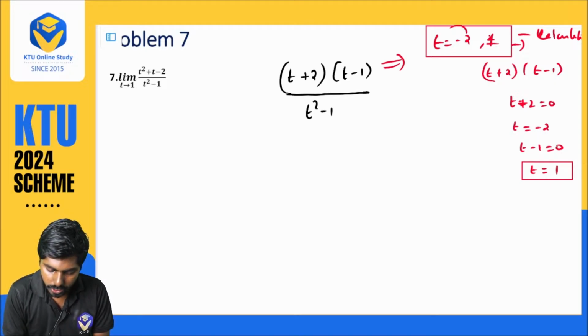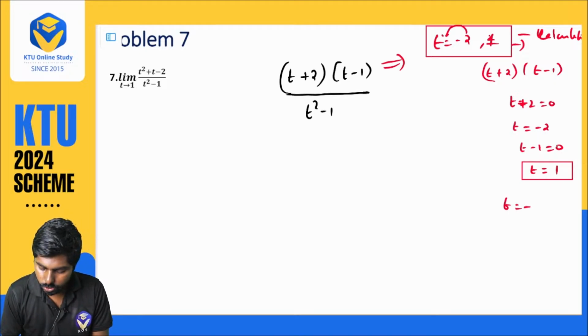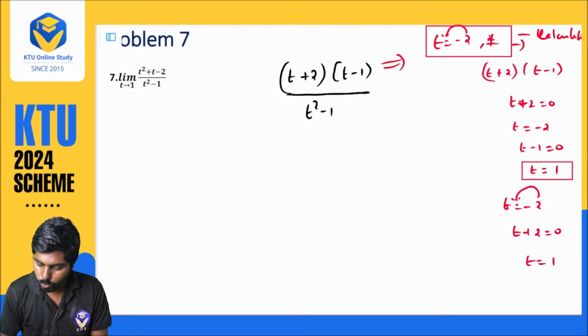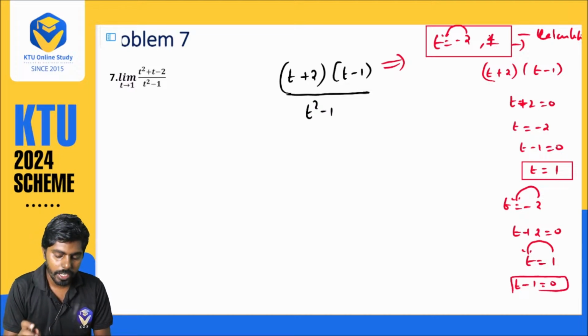When you are writing, t equal to minus 2 means taking it to the left hand direction, so we will be getting t plus 2 is equal to 0. And t equal to 1 we are taking in this direction, so we get t minus 1 equal to 0. So that's the reason I'm writing it here.